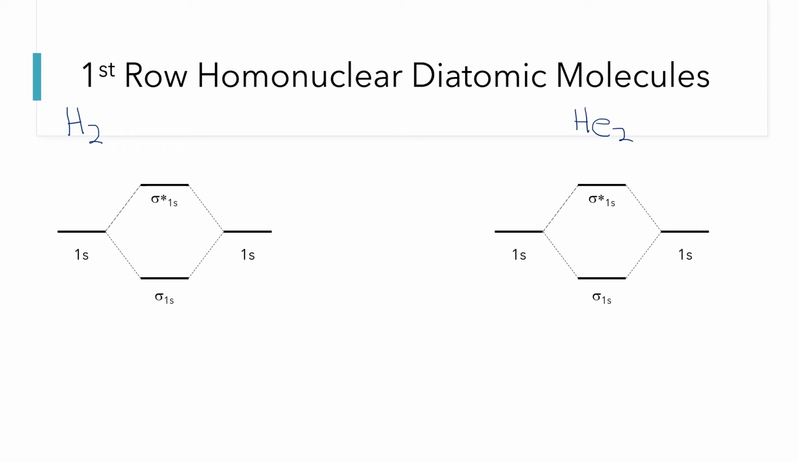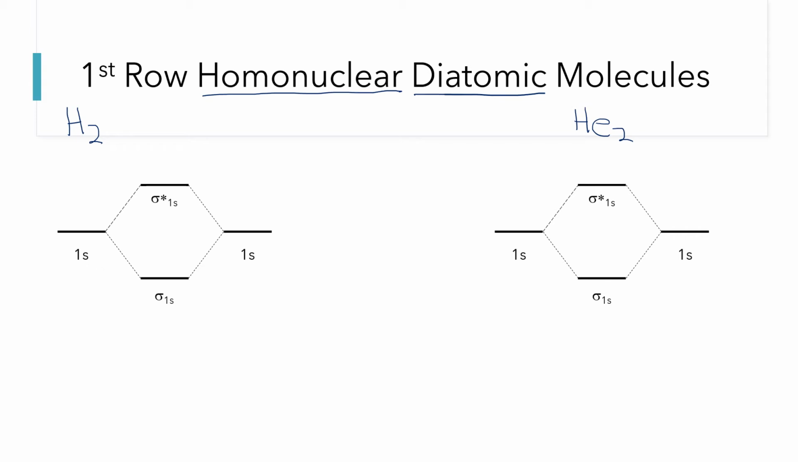We're talking about first row. That means the first row of the periodic table. So that's hydrogen and helium. And then homonuclear. Homo means the same, so we have the same nucleus, so that means two of the same atoms, because we're saying diatomic, so two atoms making up these molecules. So we're going to do hydrogen and we're going to do helium.